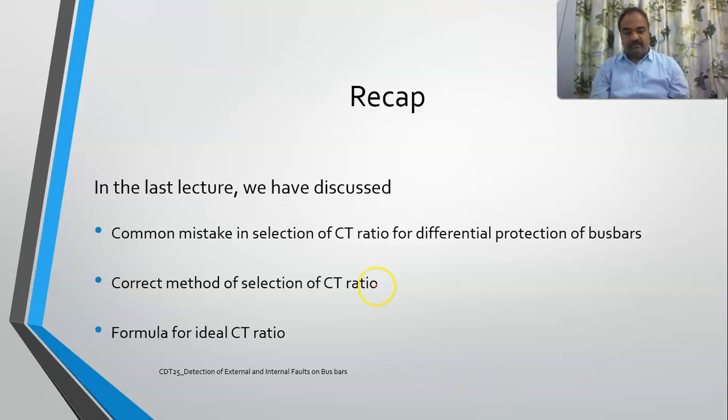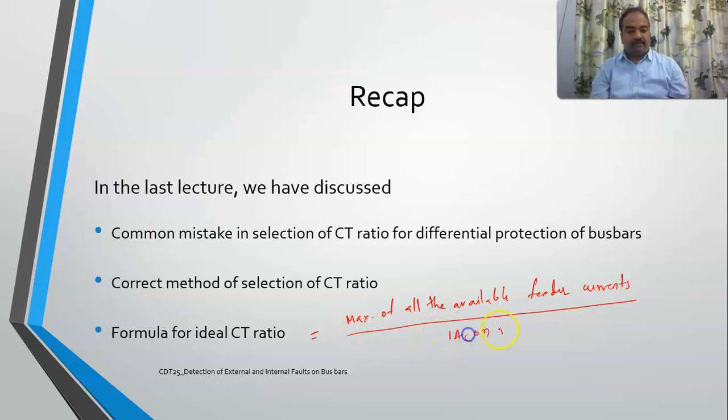And the formula for ideal CT ratio was the maximum of all the available feeder current ratings, or feeder currents, divided by 1 ampere or 5 amperes. This is the ideal case for us, right? So based upon this, we have decided the formula for ideal CT ratio.